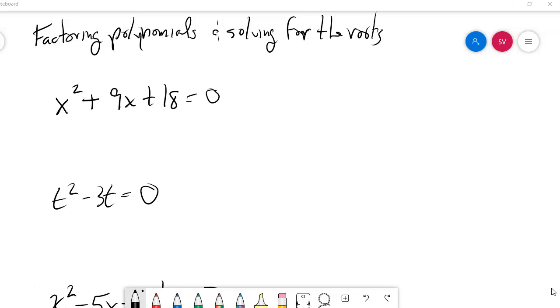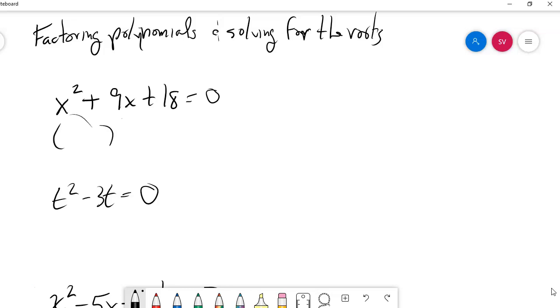So what we're going to do is, here we have a regular trinomial or even a binomial, and notice how it's set equal to 0. So what we want to do is factor it, then the binomials that come from this we want to set individually equal to 0 and solve for the root.